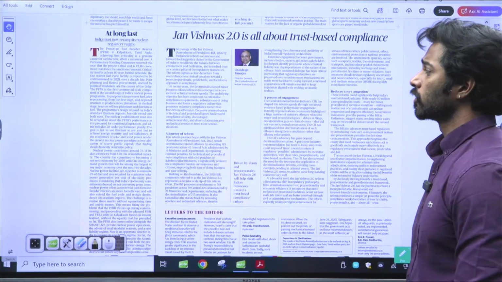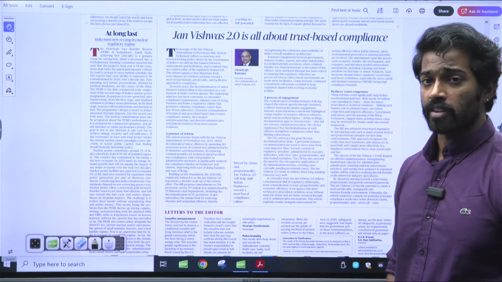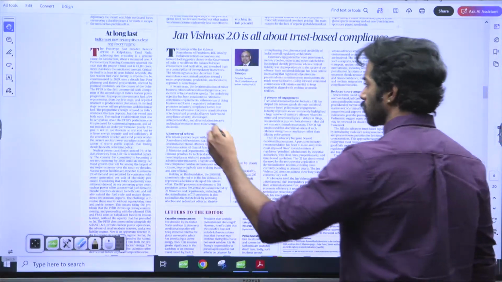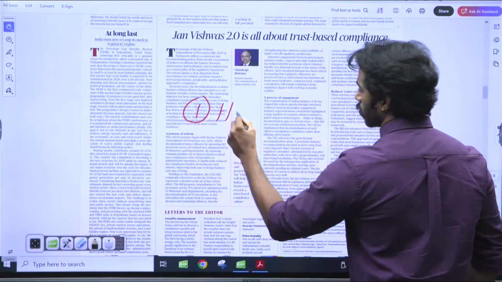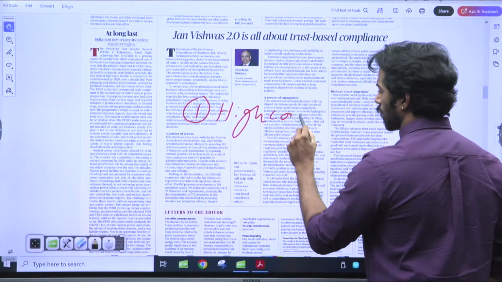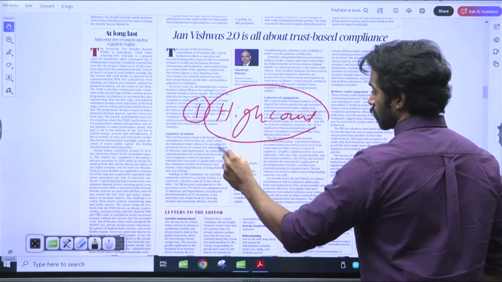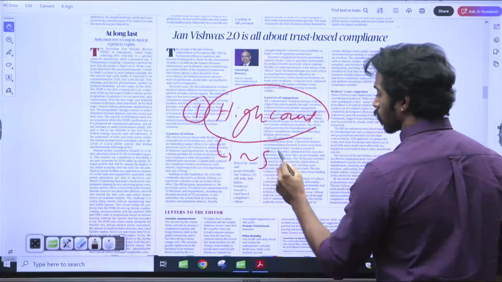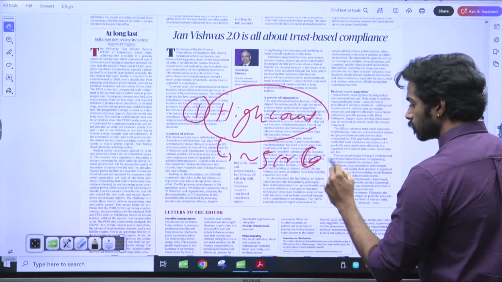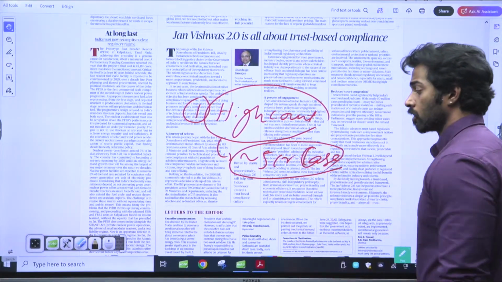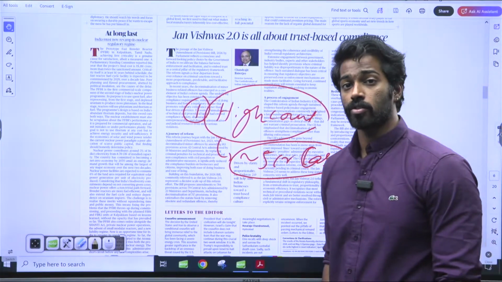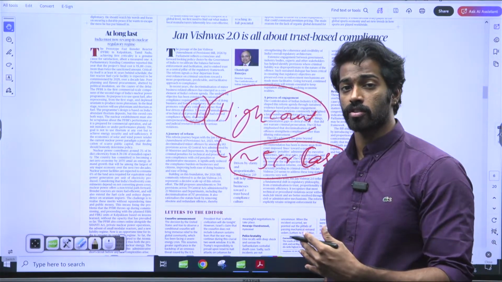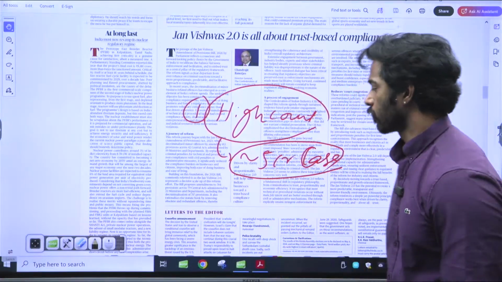Okay, these are all the changes that are brought in the Jan Vishwas bill, and let us understand how the Jan Vishwas bill 2.0 is actually affecting society. Firstly, reducing the burden on the High Courts. As I said just now, the High Court has nearly 5 crore cases pending. So it actually reduces the burden on the High Court and ensures smoother and fairer justice at a faster pace. This is the first aspect.